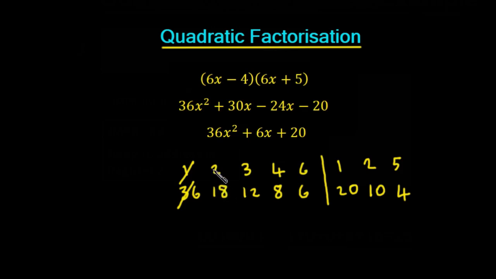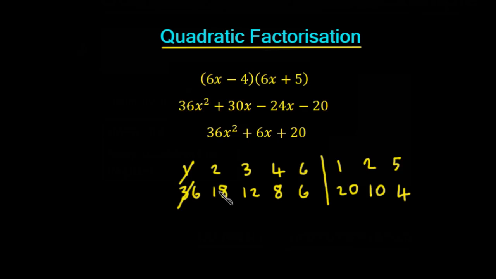Or you could have it the other way around. You could have 18 times 1 and then 2 times 20, but that's 40 minus the 18, which is not going to give you a value of 6. And you could try it with the next one along, 2 and 10, so it would be 2 times 2 and also the 18 times the 10, so that's going to be a huge number. We're not going to get it with that.